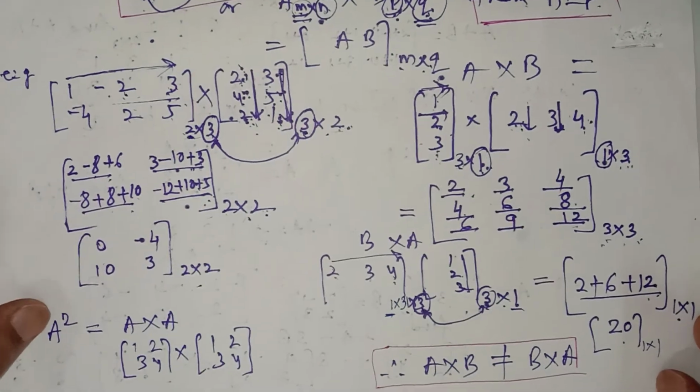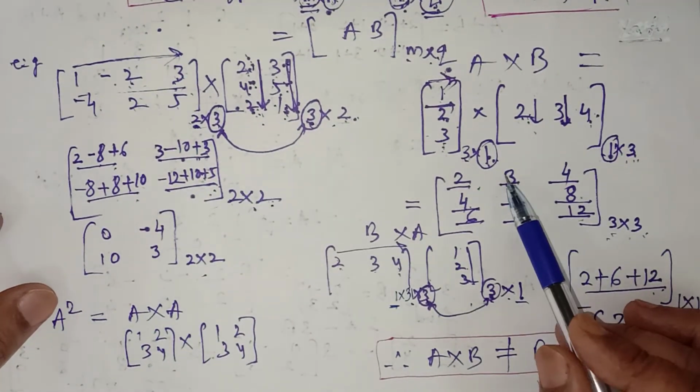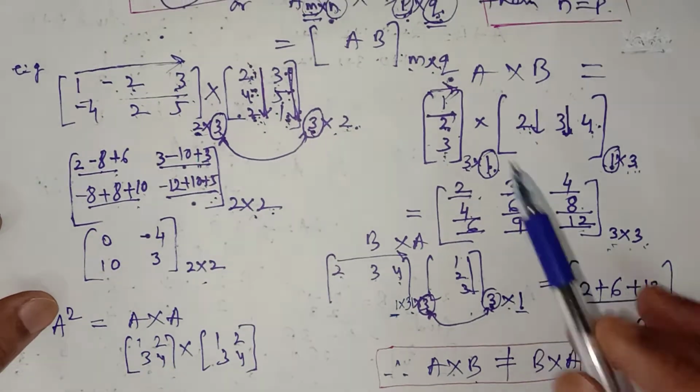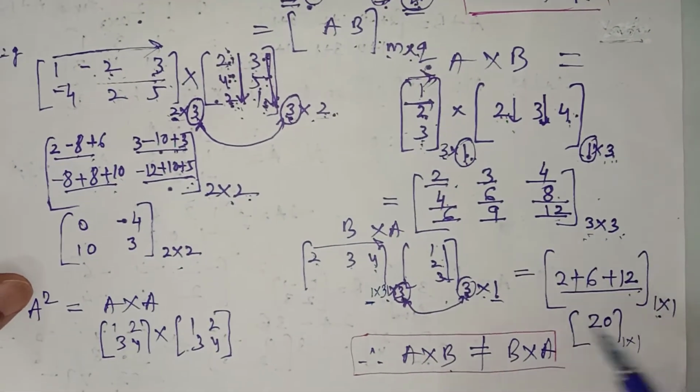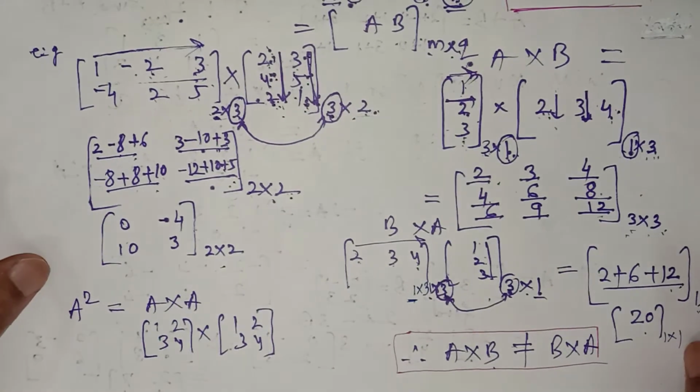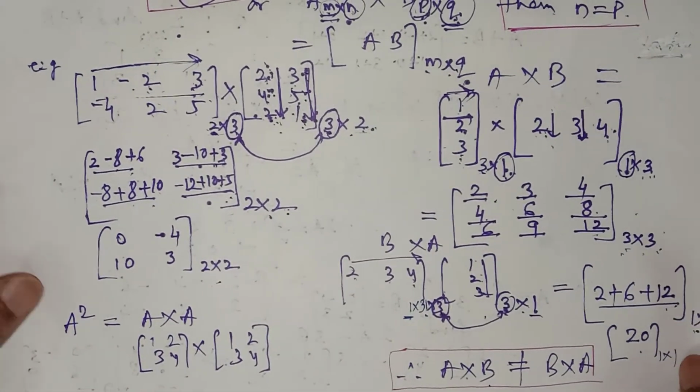So what do we conclude? We have concluded that A cross B is not equal to B cross A. If this is A into B and this is B into A and they are not equal to each other, it means that the multiplication of matrices is not commutative.